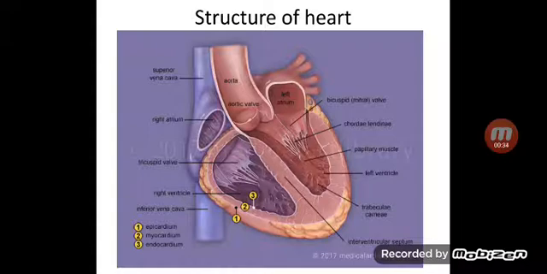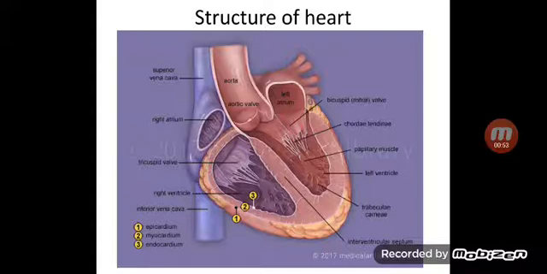Third is the blood supply and collateral circulation of the heart. The structure of the heart, as you know, the two atria are separated from each other by the interatrial septum. The two ventricles are separated by the interventricular septum.